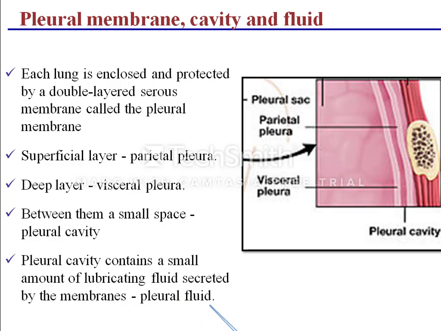So there are two basic functions of this pleural fluid. First one, to reduce the friction between the membranes. Second one, to create a surface tension. So pleural fluid causes two membranes to adhere to one another, just as a film of water causes two glass microscope slides to stick together.